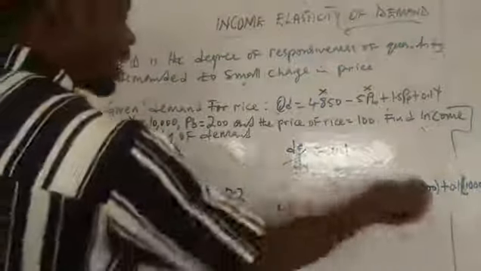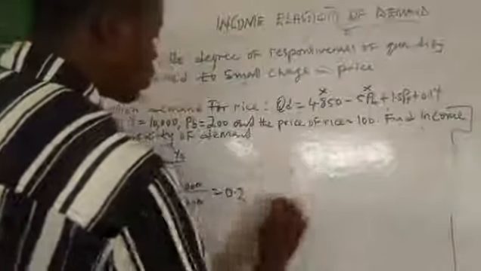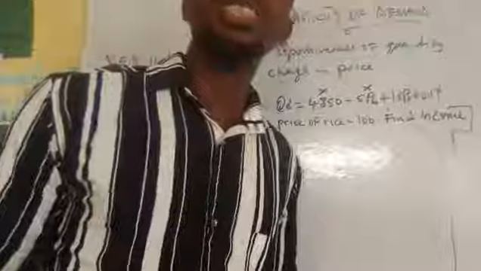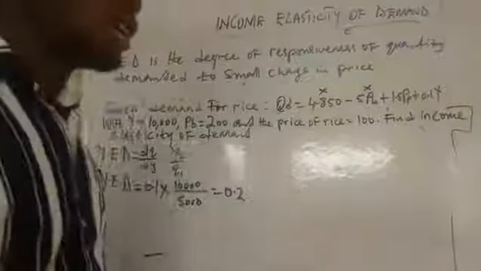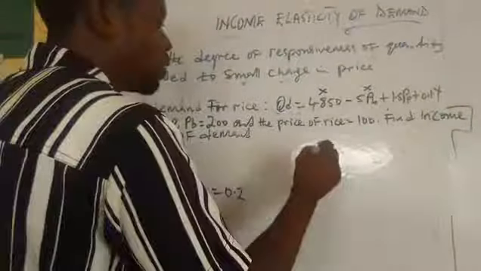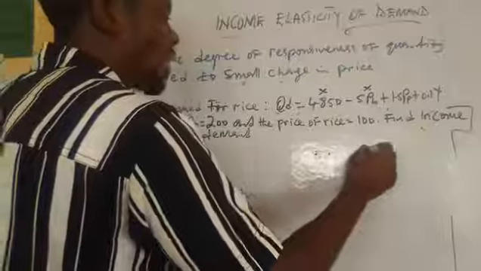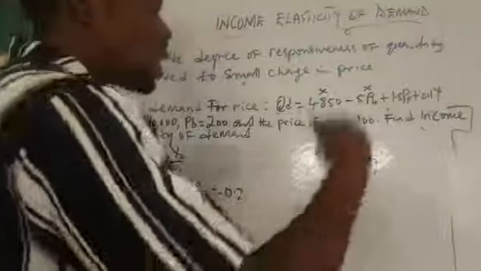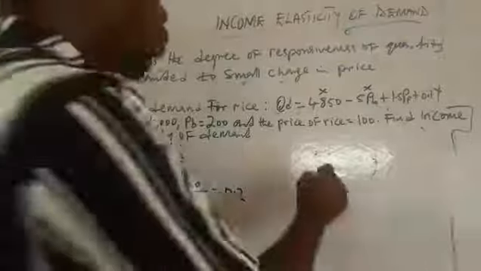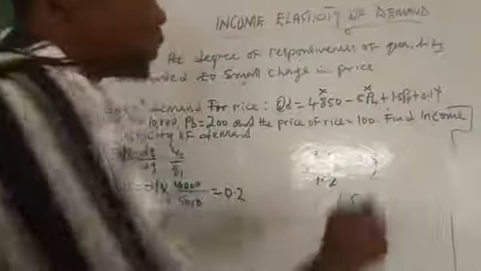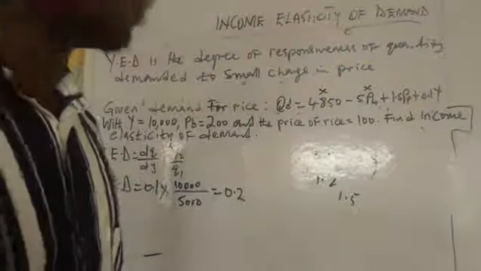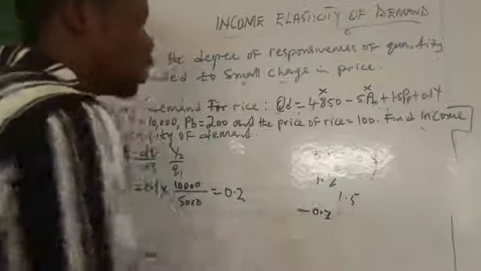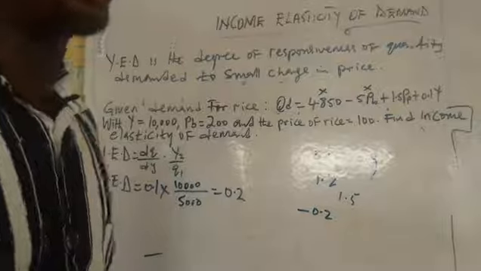So our answer, our income elasticity of demand, is 0.2, meaning that the good involved is a good of necessity. Because when your answer is between 0.1 and 0.9, it means the good involved is a good of necessity. But when your answer is above 1, like 1.2, 1.5, it means the good involved is a luxury. But when your answer is below 0, maybe you're having minus 0.2, or minus anything, that means the good involved is an inferior good.